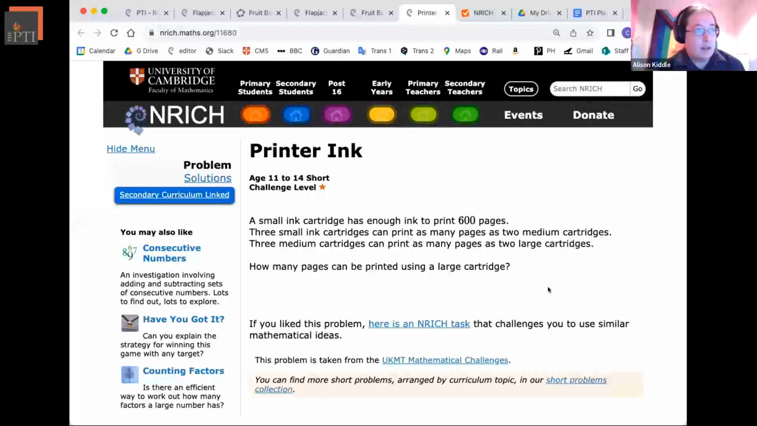Yes, I suspect Joshua's forgotten the last step and has actually worked out how many pages can be printed with 2 large cartridges. But I'm very interested in what Alida has to say about doing this visually.